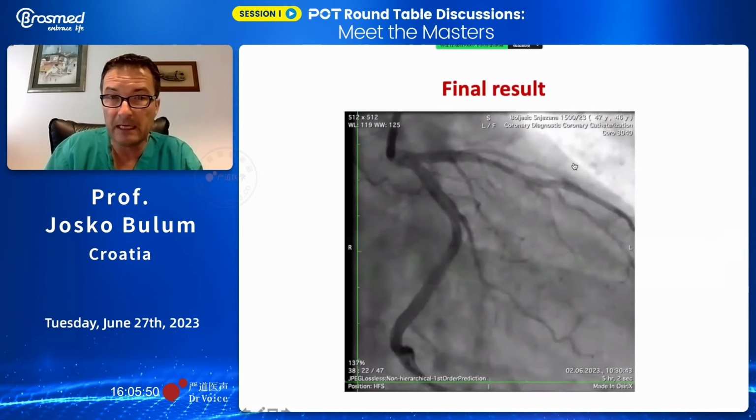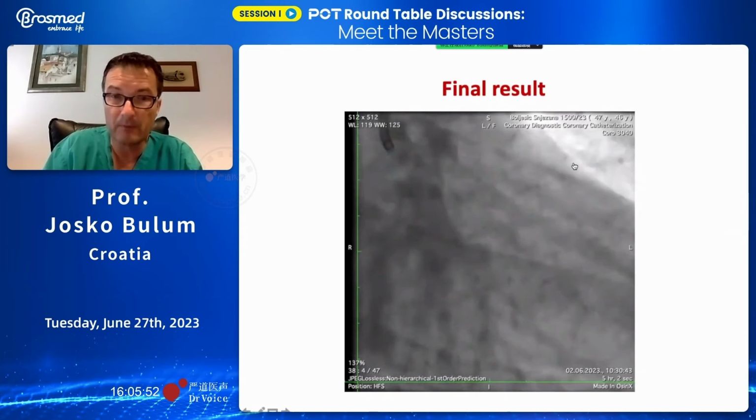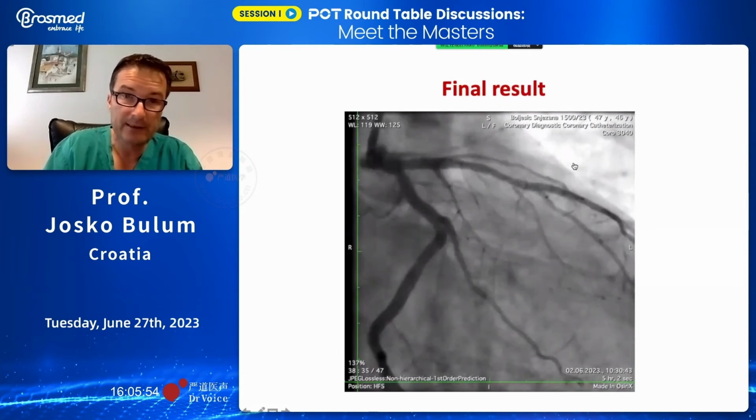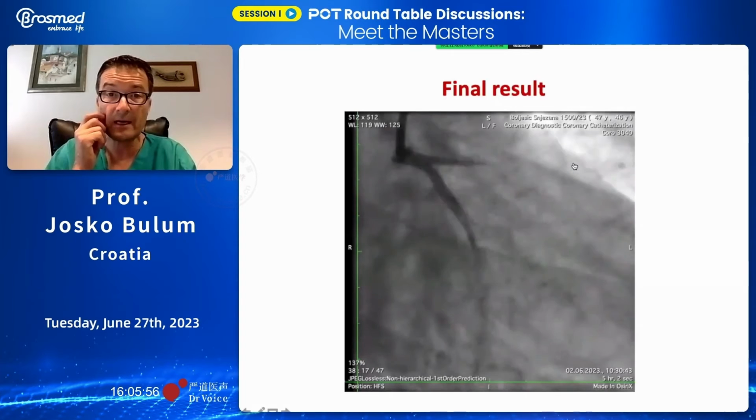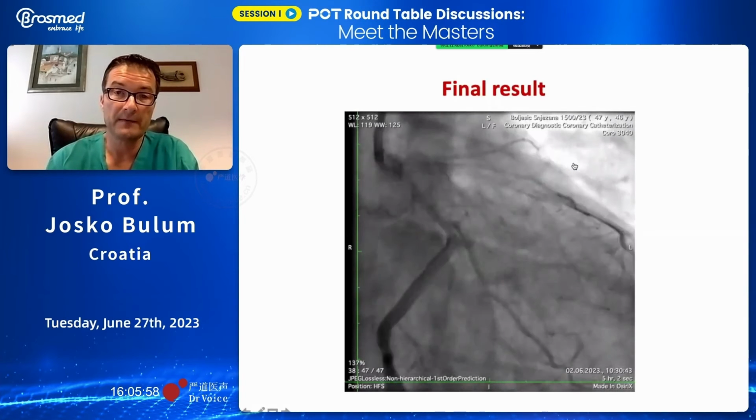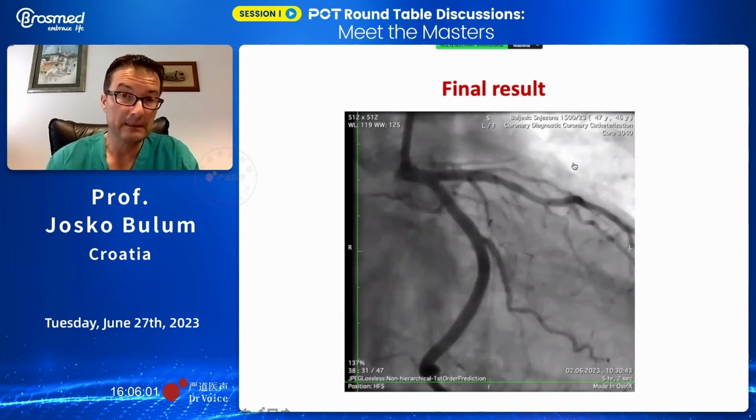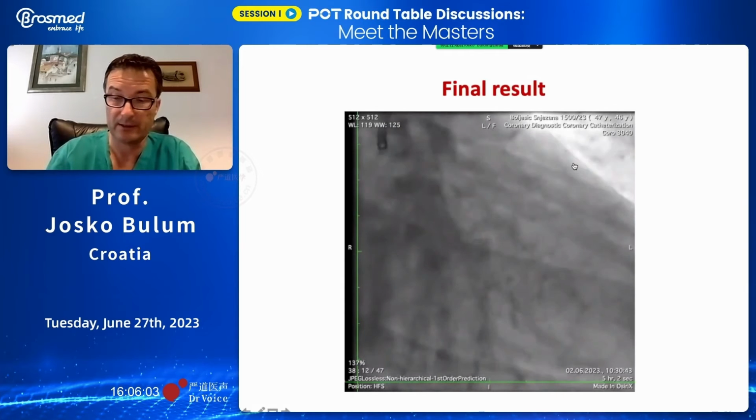So to conclude very briefly, the POT balloon in our center, in our initial experience, really proved to be a very, very effective tool when dealing with these very complex bifurcation lesions.